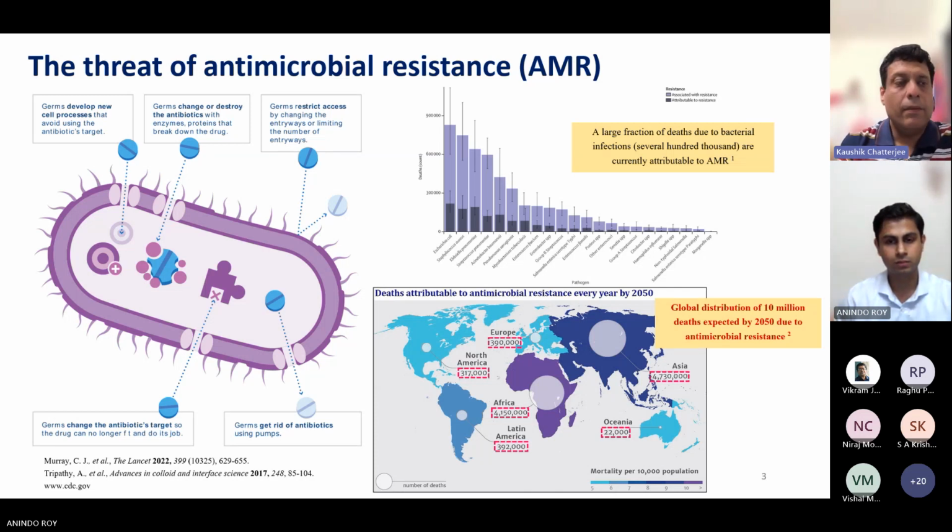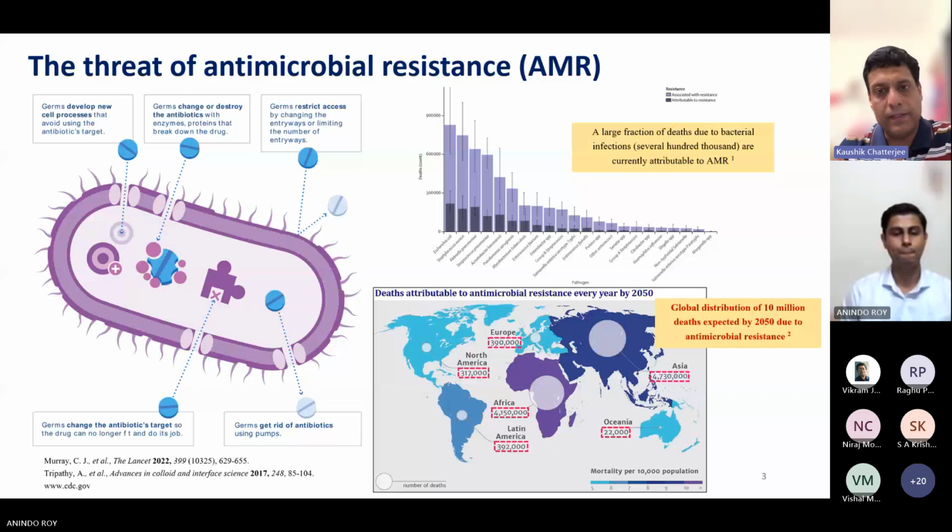And in fact, even what are called the last line, or the really sort of toxic doses of antibiotics have to be administered to try and tackle bacterial infections in many patients.